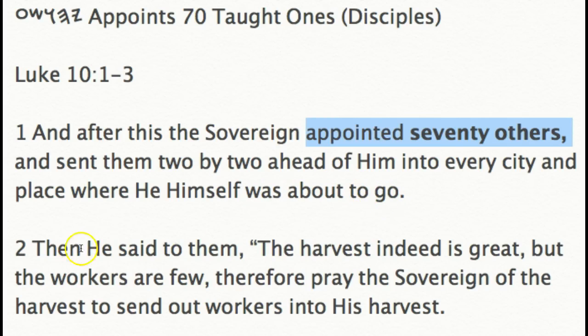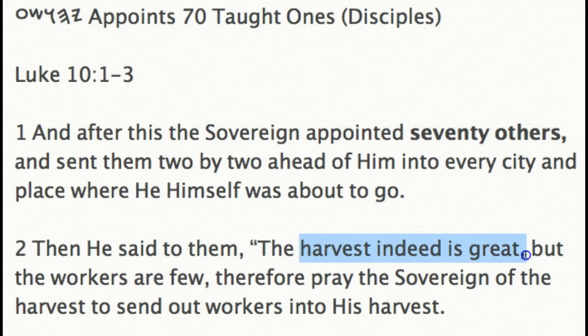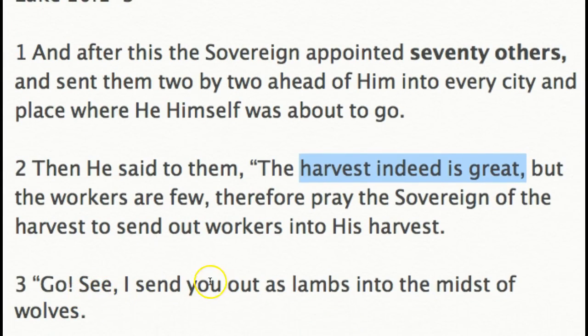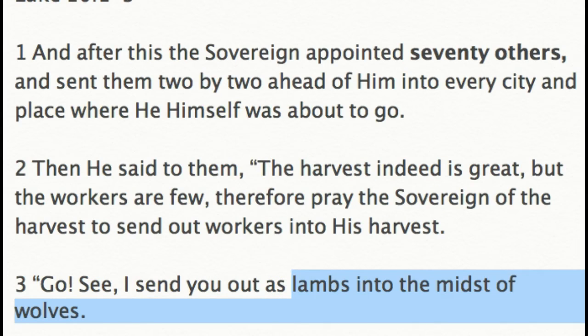Verse 2 says, "Then he said to them, the harvest indeed is great, or the harvest is plenty, but the workers, the laborers are few. Therefore pray the sovereign of the harvest to send out workers into his harvest. Go, see, I send you out as lambs into the midst of wolves."